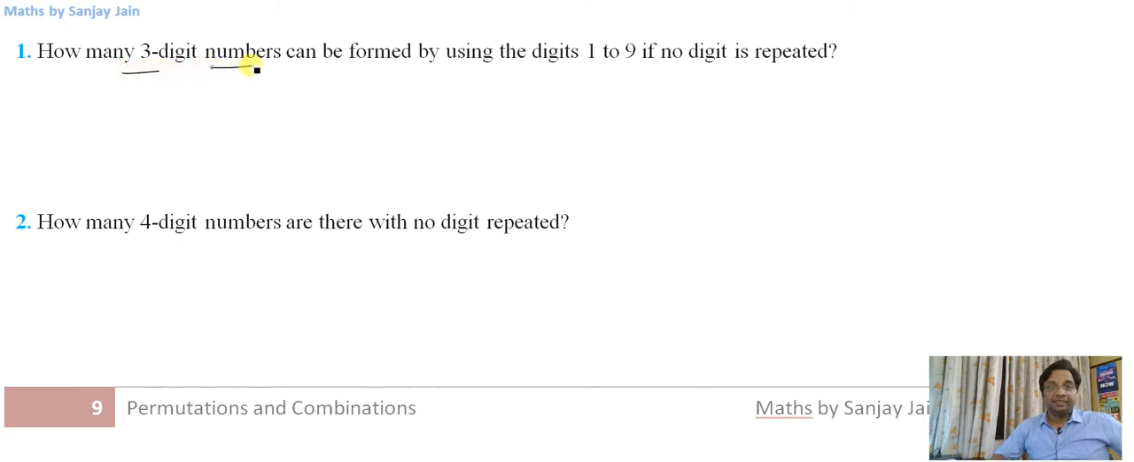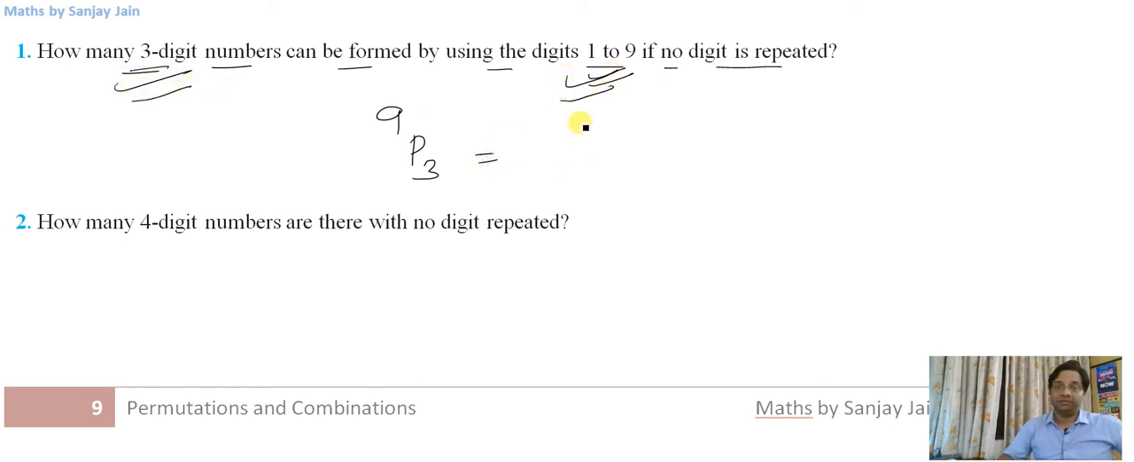How many 3-digit numbers can be formed by using the digits 1 to 9 if no digit is repeated? So the total number of arrangements will be, how many digits do you have? 9, right? So 9P3 arrangements will be there. So these will be the 3-digit numbers that can be formed if no digit is repeated. So what will be this number? 9 into 8 into 7, which will be 72 into 7.